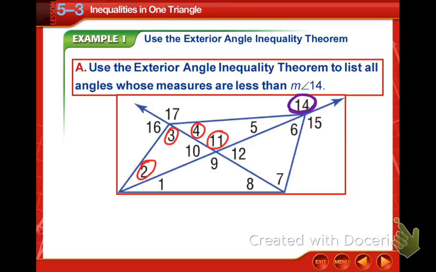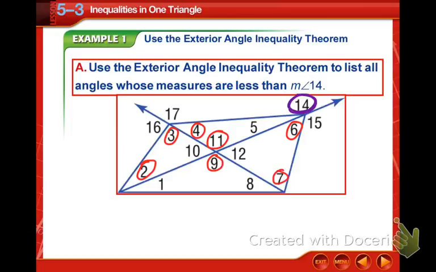Alright, so we also have 11 being a vertical angle with angle 9. So angle 9 is congruent to angle 11, which means 9 is also less than 14. Angle 9 is an exterior angle to the triangle formed by angles 6, 7, and 12. And because of that, 6 and 7 are the remote interior angles to angle 9, which means that 6 and 7 are also less than angle 14.